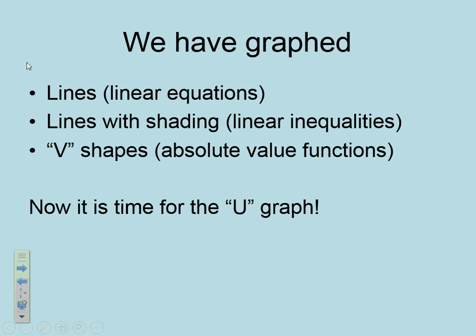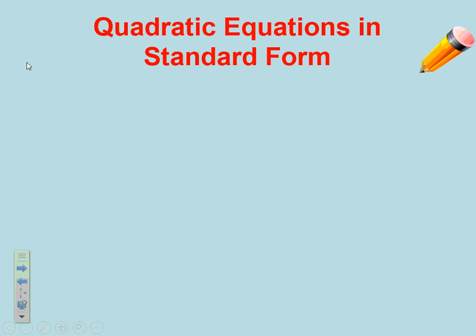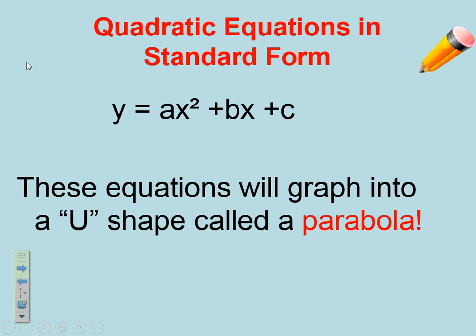Alright, here we go. Quadratic equation in standard form. We need to have this whole page written down, alright? Y equals ax squared plus bx plus c. So if we think back about the last unit we just did, this is the quadratic equation. This is going to be in our standard form. These equations, the ones that look like this, are going to graph U-shapes, or what we call parabolas.